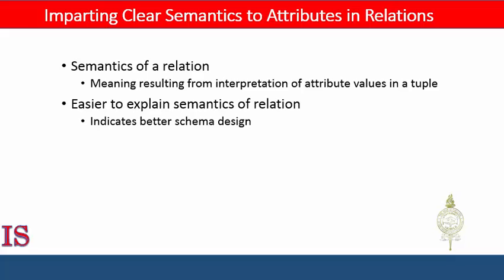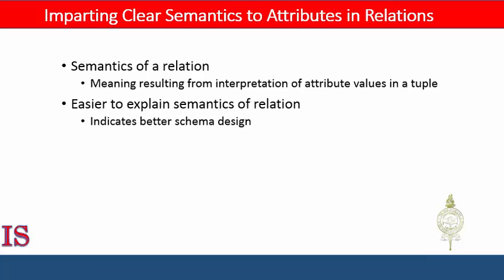Whenever we group attributes to form a relation schema, we assume that attributes belonging to one relation have a certain real-world meaning and a proper interpretation associated with them. We have discussed how a relation can be interpreted as a set of facts. If the conceptual design is done carefully and the mapping procedure is followed systematically, the relational schema design should have a clear meaning. The semantics of a relation refers to its meaning resulting from the interpretation of attribute values in a tuple.